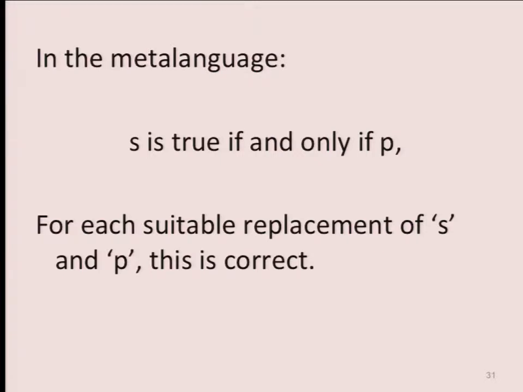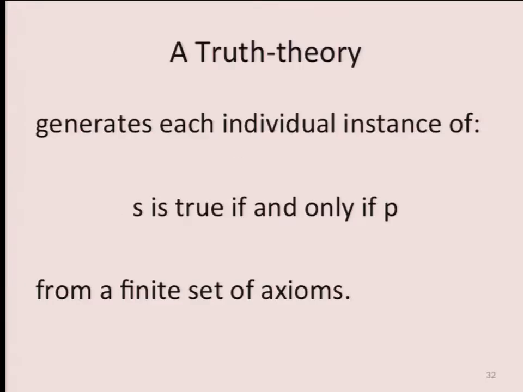So what we want is to get this kind of thing, S is true if and only if P, for every suitable replacement of S and P. And there are going to be infinitely many sentences in our target language. So the truth theory, the theory of meaning here, has got to generate each of these S is true if and only if P sentences from a finite set of axioms, specifying the references of every individual term in the language.